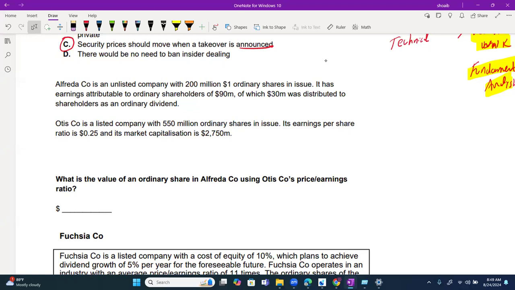So first of all, we need to calculate the Otis company PE ratio. So let's calculate the Otis company PE ratio.